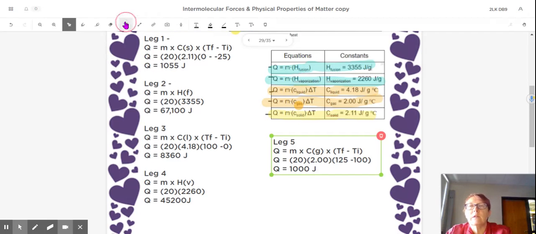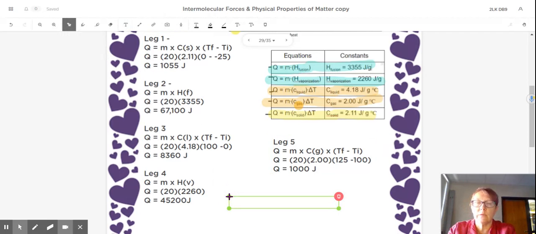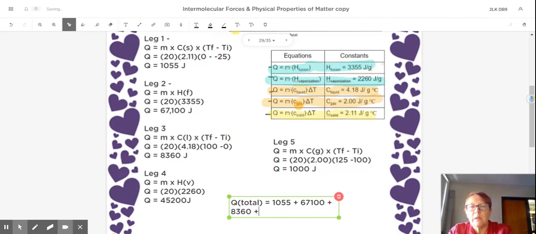Now we have energy for each of the legs. The final calculation we need to do is calculate the total energy of this transformation. So we're just going to add everything together. We've got 1,055 plus 67,100 plus 8,360 plus 45,200 plus 1,000.